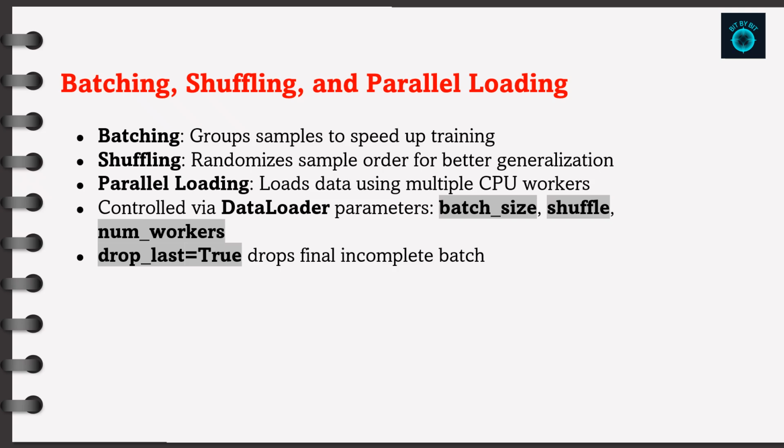These behaviors are controlled using DataLoader parameters. Batch size sets how many samples per batch. Shuffle equals True enables shuffling each epoch. Number of workers sets how many subprocesses to use for data loading. If your dataset size is not divisible by the batch size, you can use drop_last equals True to discard the final smaller batch. Let's look at a simple example that demonstrates how these options affect the data loading behavior.